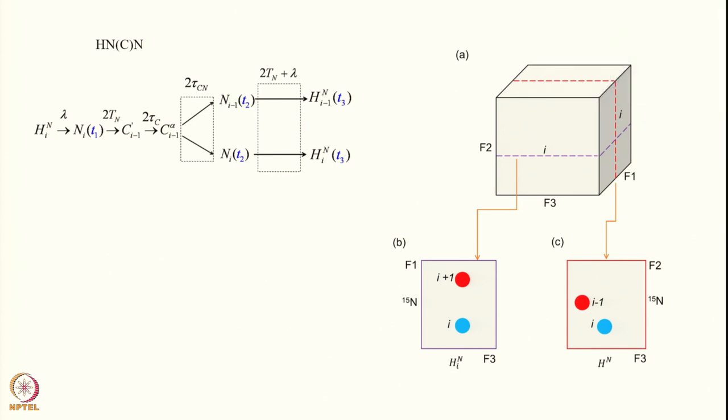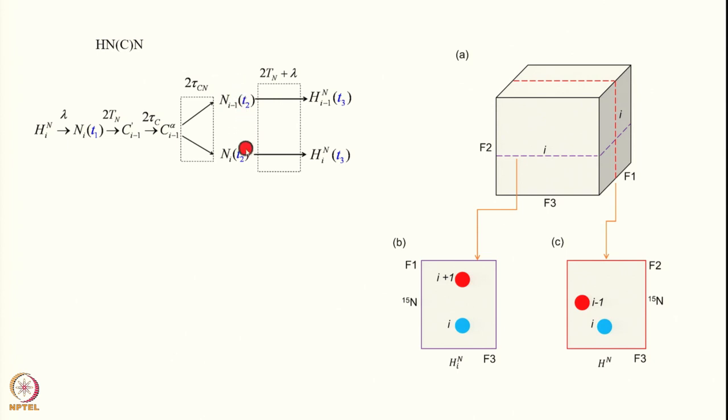Now, there is another complementary experiment of this, which is called HNCN. In this experiment, the magnetization transfer pathway goes like this. You start again from the amide proton and go to the nitrogen 15. From the nitrogen 15 you go to the carbonyl, you do not go to the C alpha, you go to the carbonyl of residue I minus 1. From this carbonyl of I minus 1, you go to the C alpha of I minus 1 during this period, and then from the C alpha of I minus 1, where do you go?